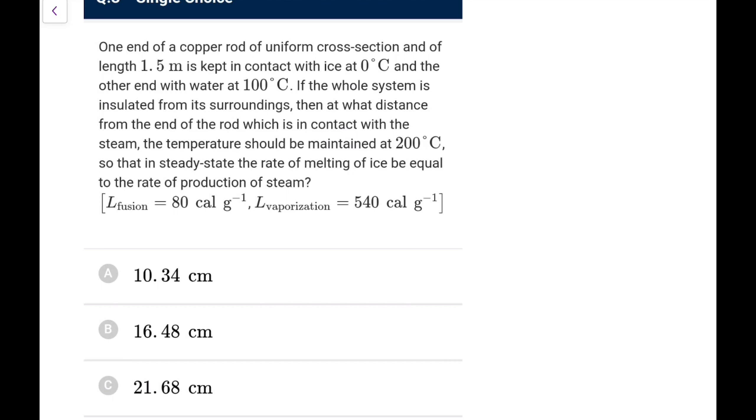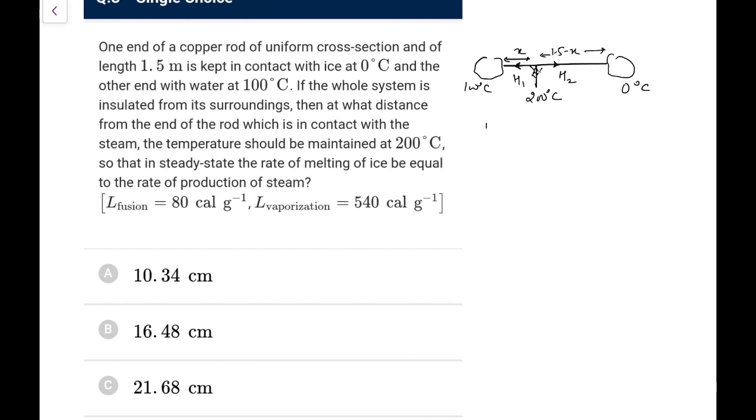Okay, so what you have, let's say here you have water at 100 degrees Celsius, here you have some ice at 0 degrees Celsius, and here you put this flame, let's say kept at 200 degrees Celsius. Let's say this gap is x, so this would be 1.5 minus x. Let's say heat will flow Q1, or the heat per unit time typically we write as H1, and let's say here the heat flows as H2.